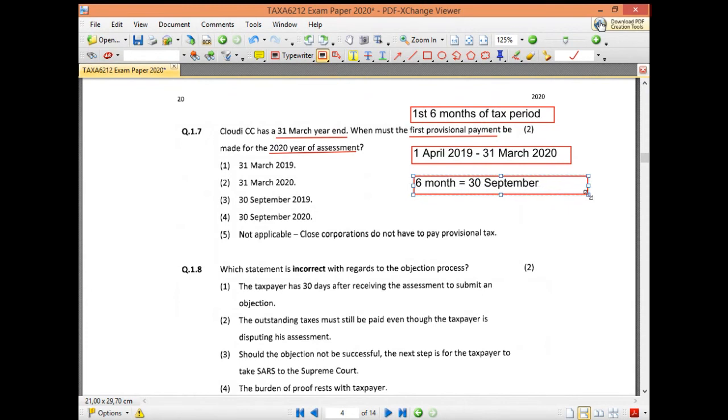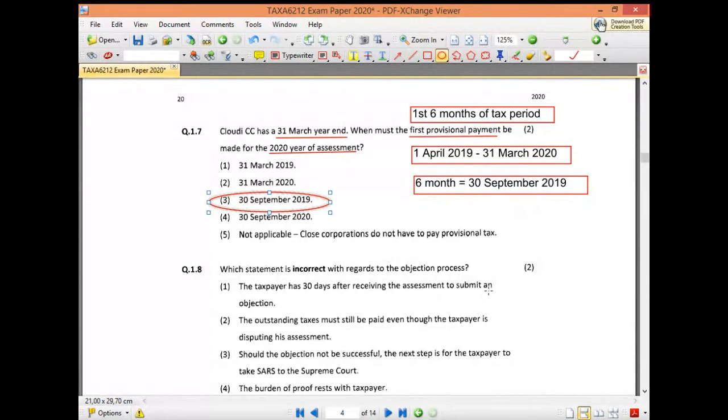So now we're testing, do you know that the tax period starts in the beginning of the tax period for the first 6 months? So our first 6 months would end 30 September 2019. Alternatively, if you don't want to count 6 months from the beginning, you can go from 31st of March, you can go back 6 months and you will get to the same answer. So in this scenario, our answer is 30 September 2019.